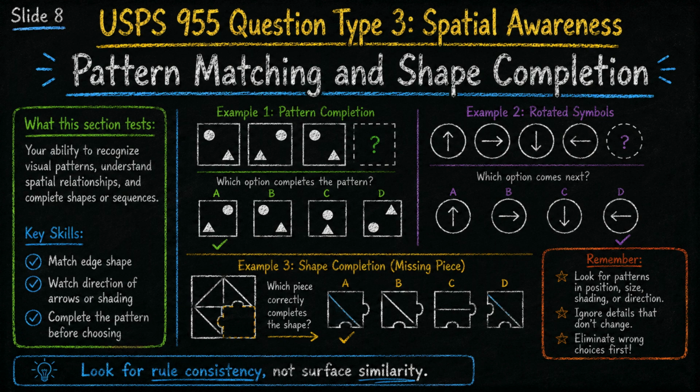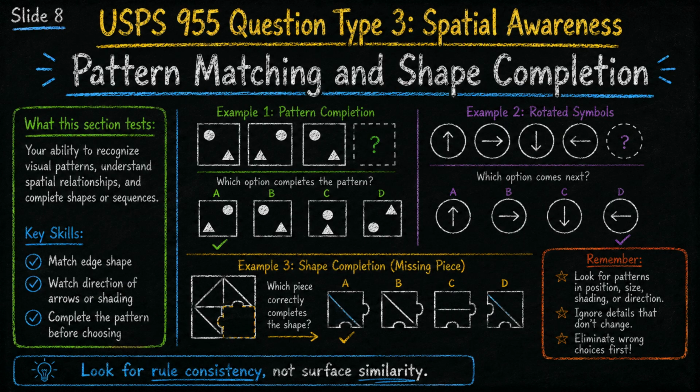For shape completion, look at the missing edge. Which answer piece completes the outline? Which piece matches the angles? Which piece continues the line? Which piece has the correct notch, corner, curve, or side length? Do not choose only by general appearance. A piece may look close but fail at one edge. That makes it wrong. For arrow or symbol patterns, track direction carefully.